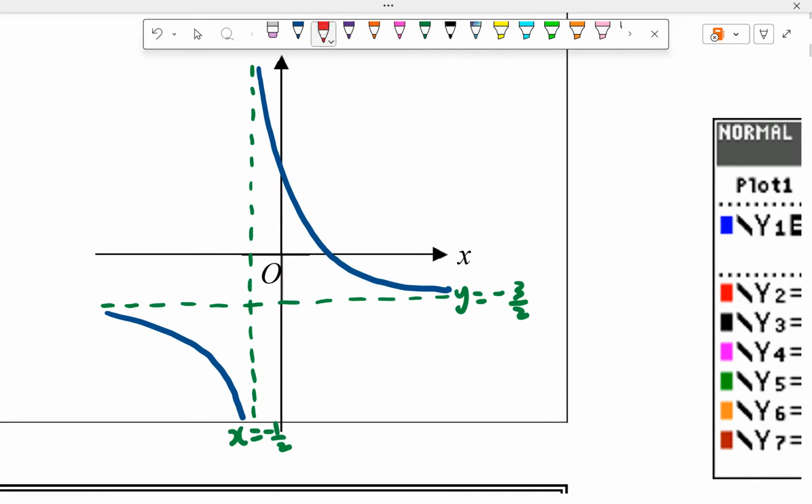Lastly, use your calculator to find the value of the x-intercept and y-intercept, or you can just solve it algebraically. So this is 0, 2, and this is 2/3, 0. Okay, so that's all for this lecture.